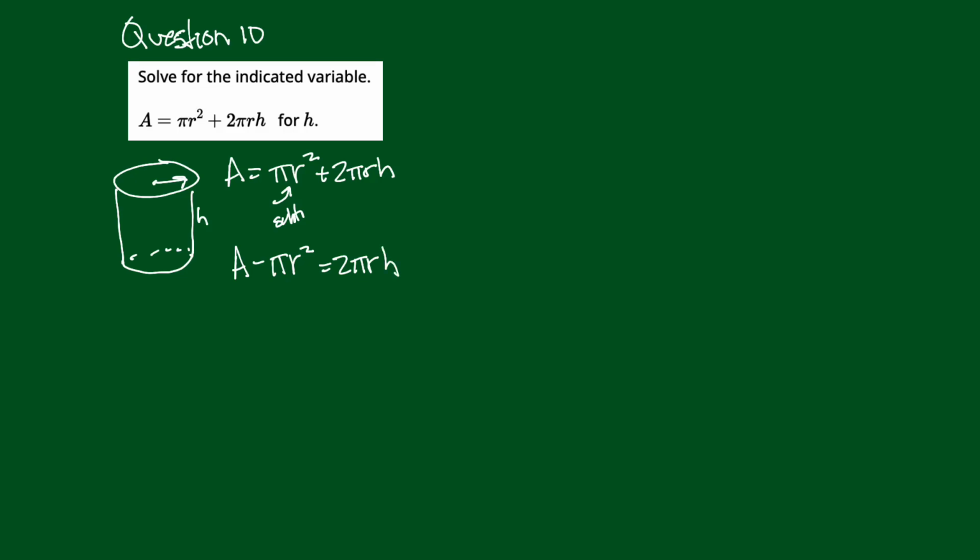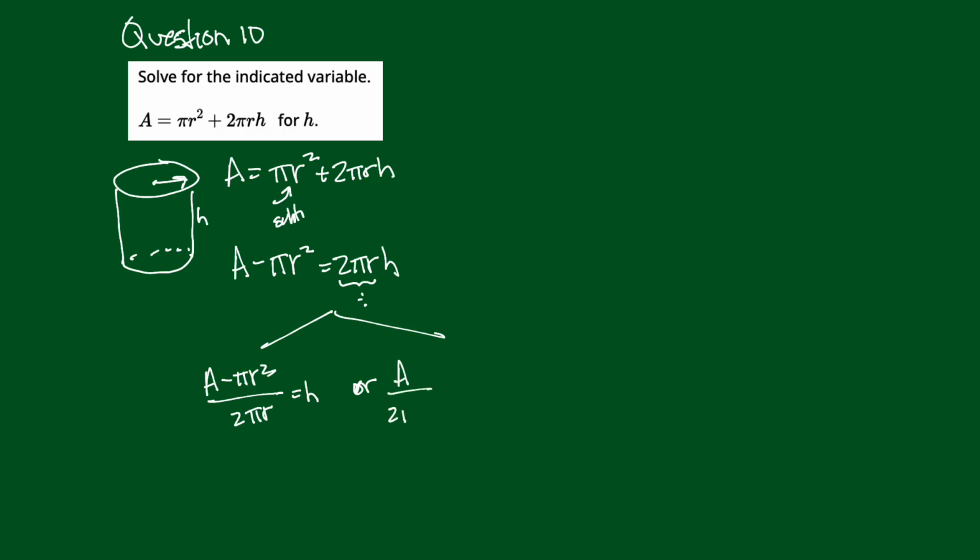Now I'm solving for h. That 2 pi r is all multiplication. It's just one number. So let's divide by that. It'll look like this. Now, two ways to do this. I could divide the entire side by that, so I'll get A minus pi r squared all over 2 pi r. That's equal to h. Or I could divide each individual term, getting this.